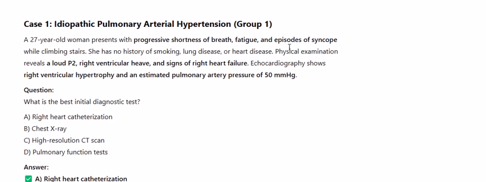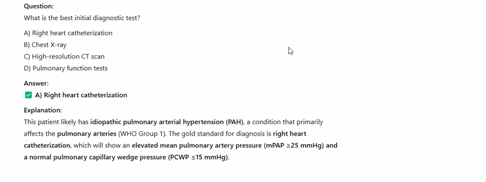Right heart catheterization. Explanation: this patient likely has idiopathic pulmonary arterial hypertension, PAH, a condition that primarily affects the pulmonary arteries, WHO Group 1. The gold standard for diagnosis is right heart catheterization, which will show an elevated mean pulmonary artery pressure, mPAP ≥ 25 mmHg, and a normal pulmonary capillary wedge pressure, PCWP, ≤ 15 mmHg.